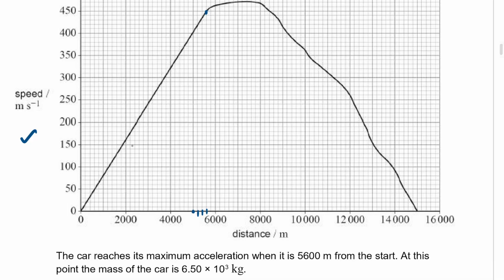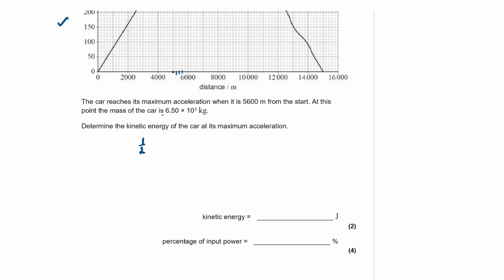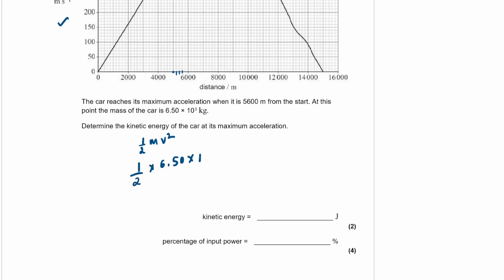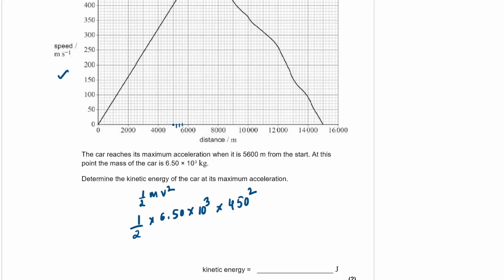Now, what is it asking? Determine the kinetic energy of the car at this maximum acceleration. Kinetic energy is half mv squared. Mass is 6.50 times 10 to the power 3, times 450, and then we square it. So we get the final answer as 6.6 times 10 to the power 8 joules.